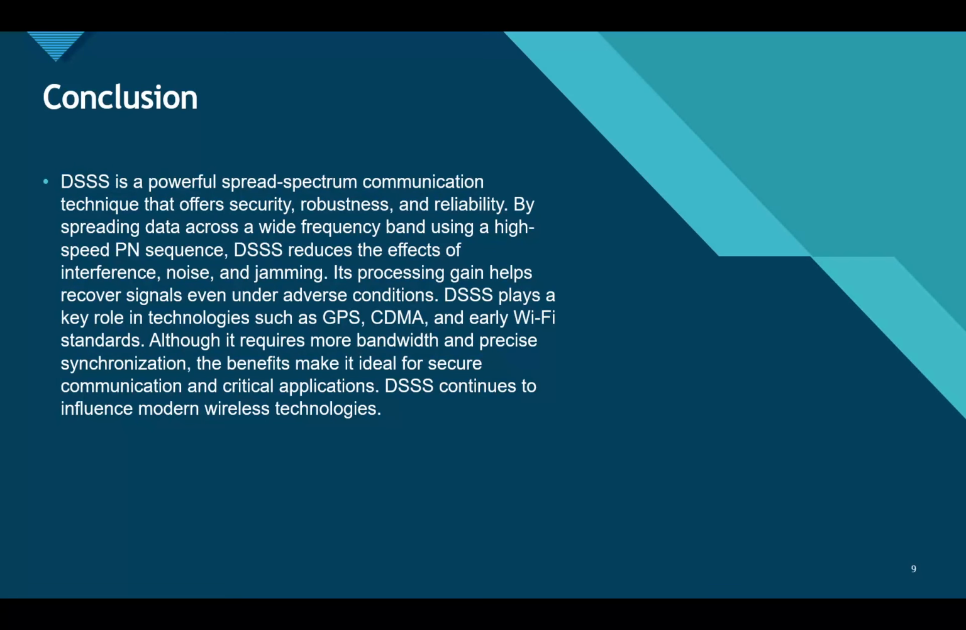Then, in conclusion, we can say that DSSS is a powerful spread spectrum communication method that greatly improves security, reliability, and interference resistance. By spreading the signal with a high speed pseudo-noise sequence, this technique makes communication robust even under noisy and hostile environments. It plays a major role in GPS and earlier Wi-Fi standards.